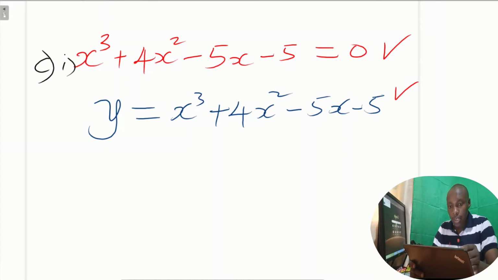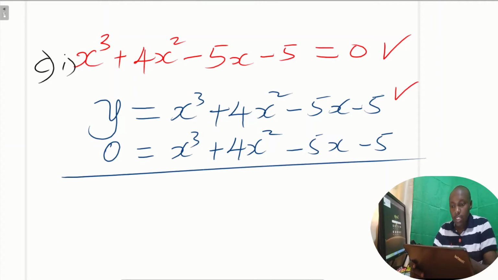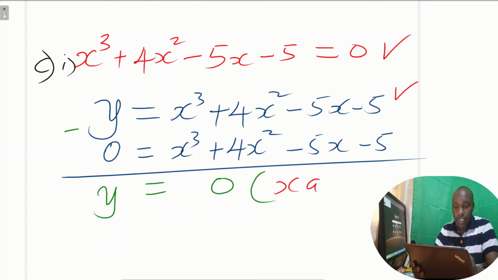So I can bring this 0, put 0 there. Then you notice that the right hand side, all these are similar. So if you are solving these equations simultaneously, you subtract, and when you subtract these, you get y minus 0. This will be y, then the whole of these will give 0. That is the first thing you're supposed to do. And you notice that what you get here, y is equals to 0, is the equation of the x-axis.